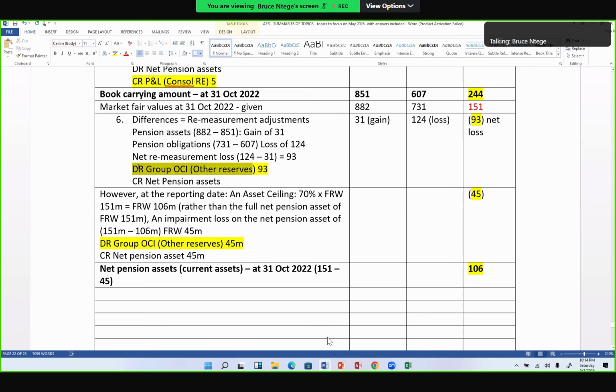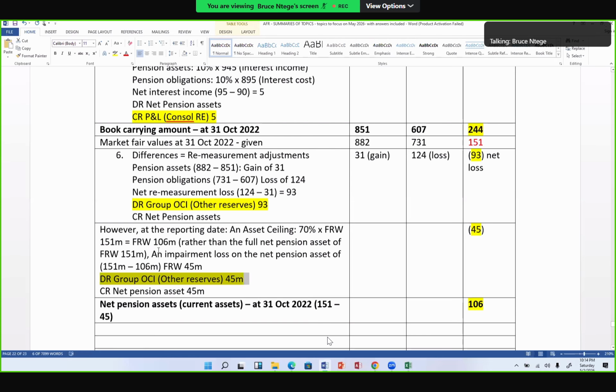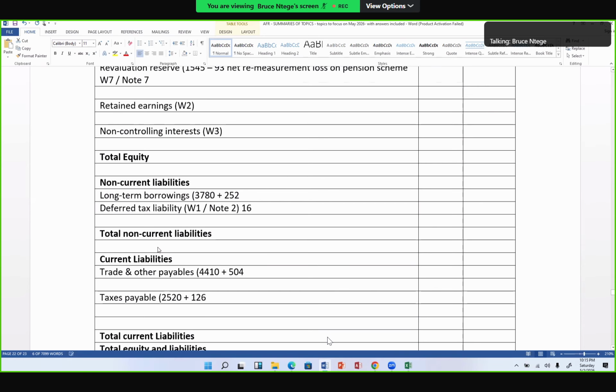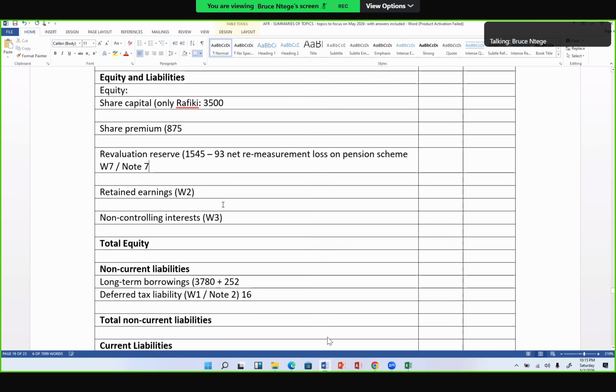Then the last corresponding entry is the asset ceiling adjustment, a debit again in the other reserves of 45. So I'll go back to the revaluation reserves and have another figure, which is a minus 45, which is again an asset ceiling adjustment on the pension scheme in working 7, stroke note 7.